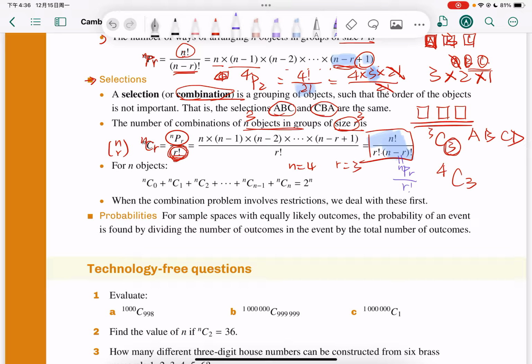For n objects, we have this equation: choosing 0 from n objects, plus choosing 1, n choose 2, n choose n minus 1, and then until n choose n. The sum is equal to 2 to the power of n.